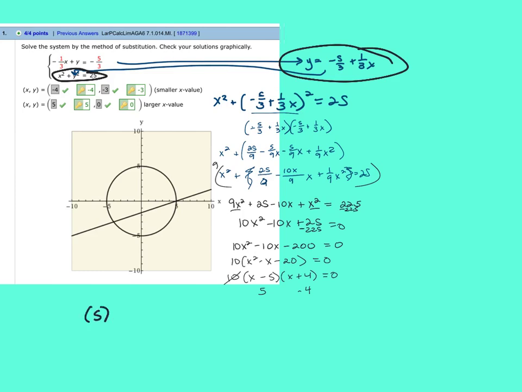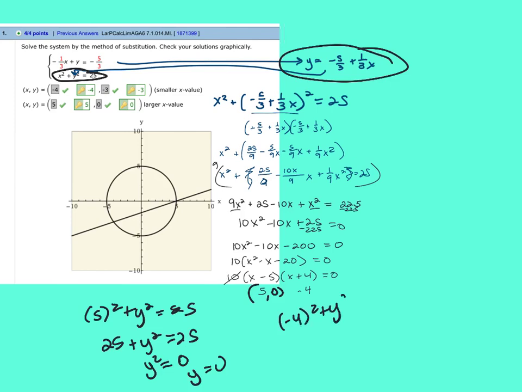So I would do 5 squared plus y squared equals 25. 25 plus y squared equals 25. So y squared equals 0, which is y equals 0. That's the first one. And then -4 squared plus y squared equals 25. That's 16, and y squared is 9, which is plus or minus 3. And then when you verify it, you see that it's only happening here and here, which is the 2 points where it crosses. So it gave it to you to verify.